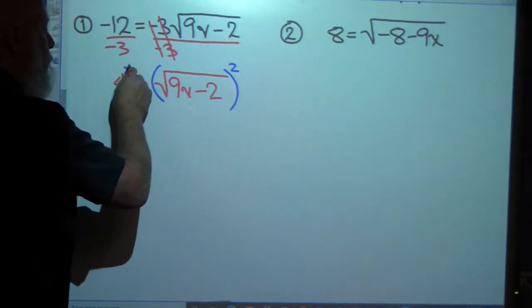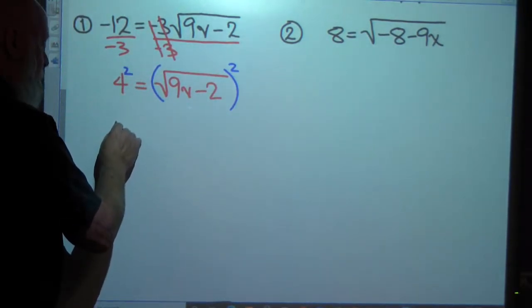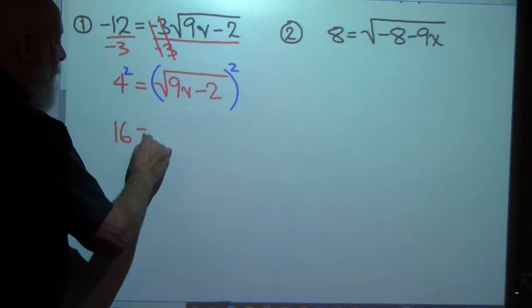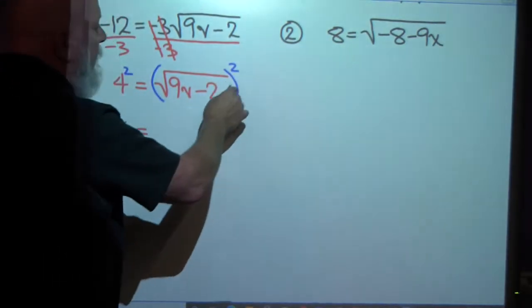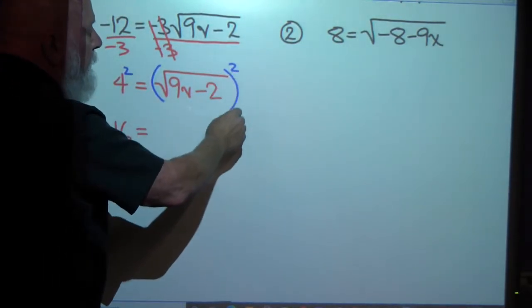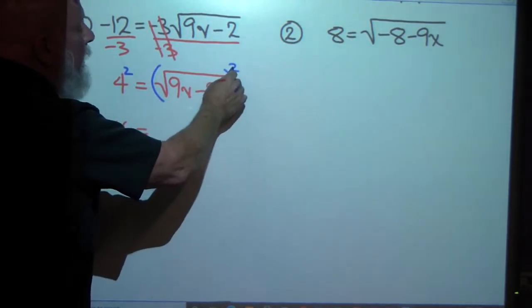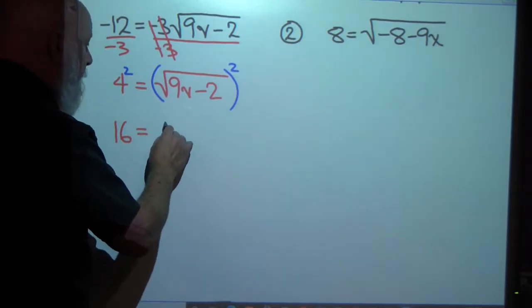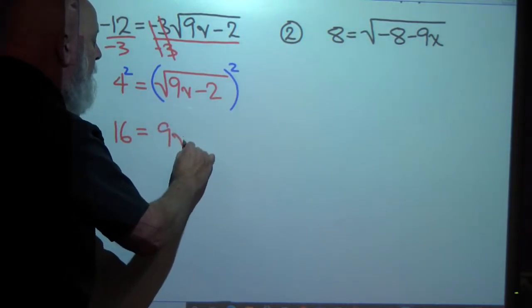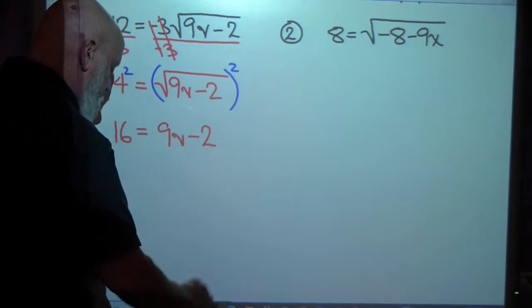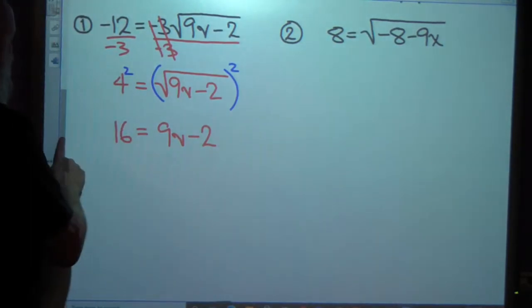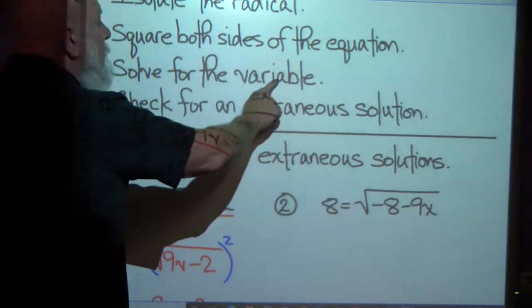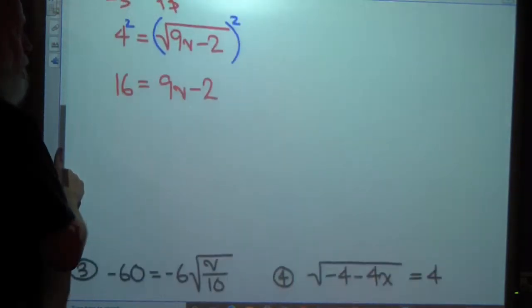Here we go. This turns into 16 if I do my arithmetic correctly. And I'm really good at making mistakes in arithmetic, so bear with me if I make any mistakes. This will make this disappear. It will undo it, so to speak, and leave me with 9v minus 2. And now I'm going to solve for the single variable. And then I'll check to see if it actually works in the equation.